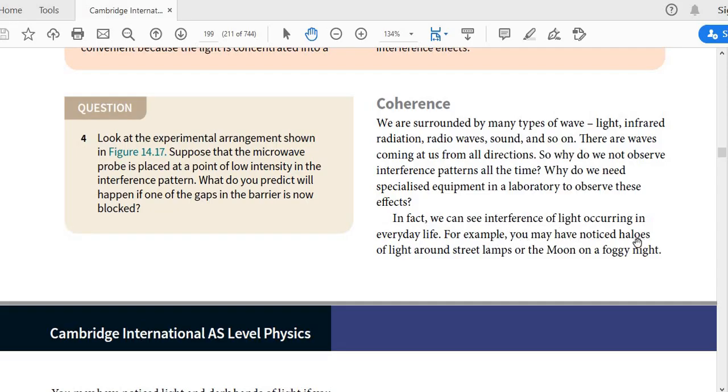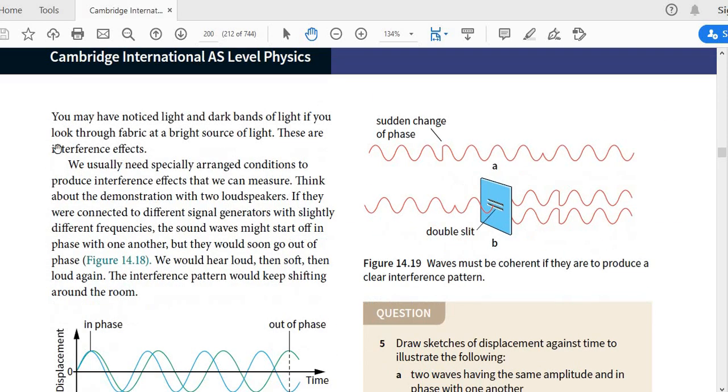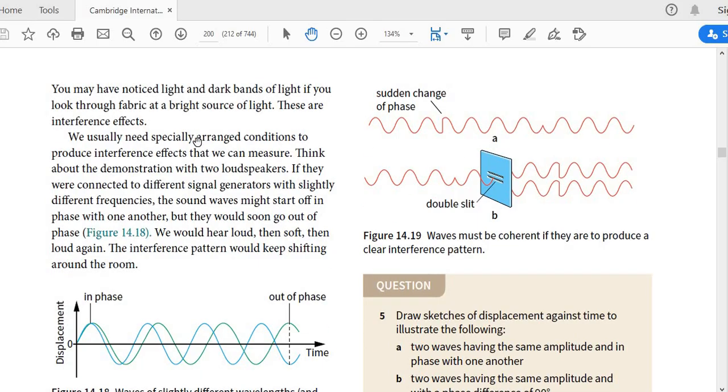For example, you may have noticed halos of light around street lamps or the moon on a foggy night. You may have noticed light and dark bands of light if you look through fabric at a bright source of light. These are interference patterns.